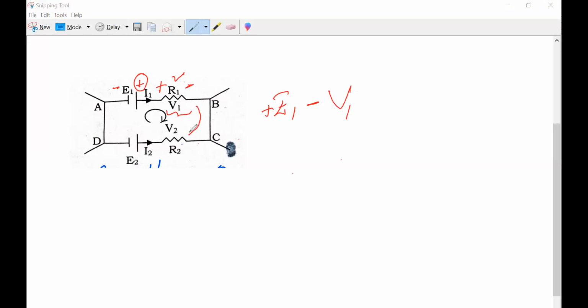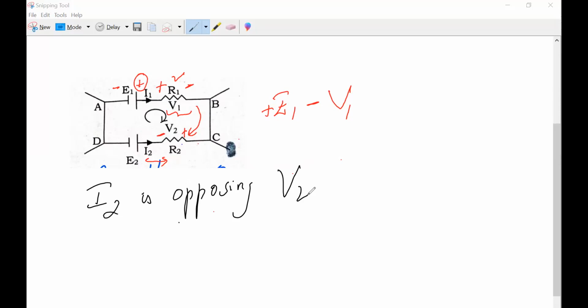And if I come here, again this is plus minus. But if I see the current direction here, what is it? It is opposing. I'll write down here in words. I2 is opposing. Very important. I2 is opposing V2.